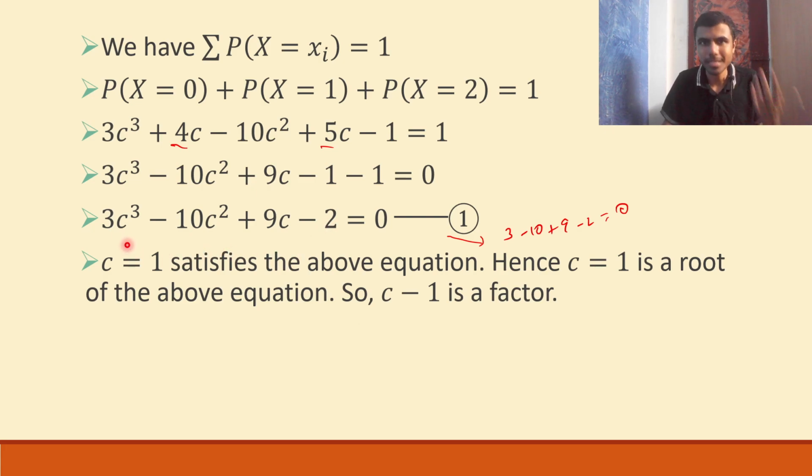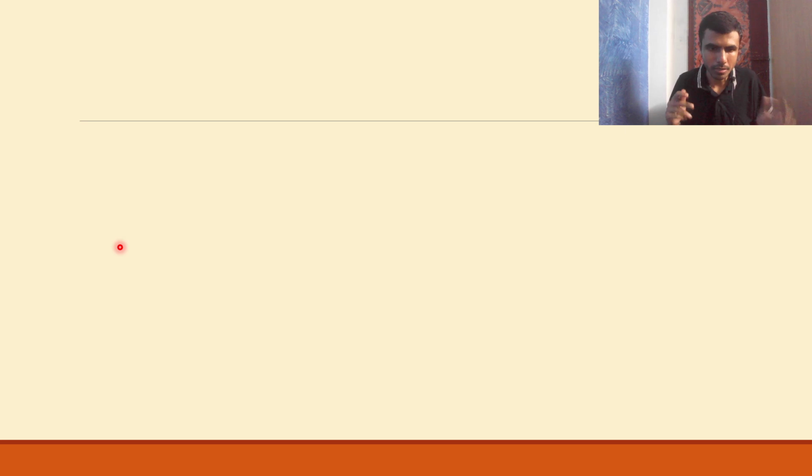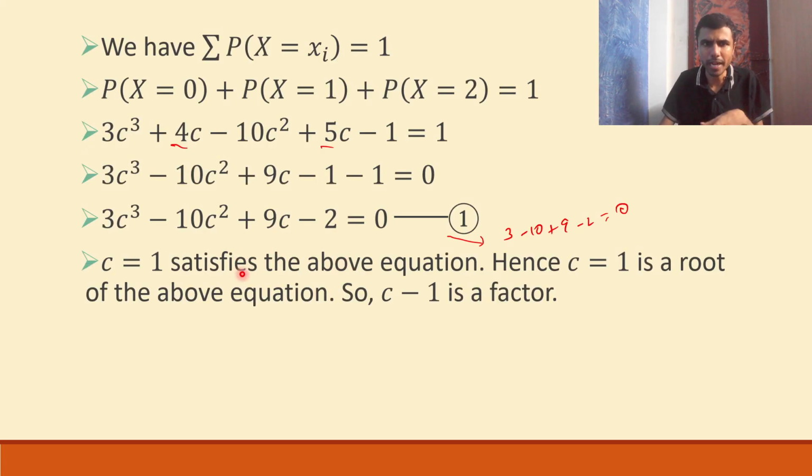Now next, what is the technique? Here I'm going to use something known as synthetic division. I don't know if you know that. If you know, it's well and good, but still I'll explain how it works. See, whenever you get one factor, like c minus 1 is a factor, and we have to find the other two factors, or basically the other two roots of this equation, what we can do is just divide the given equation by the known factor.